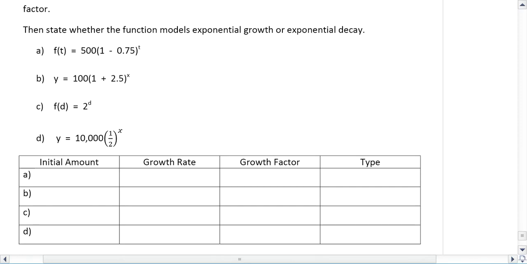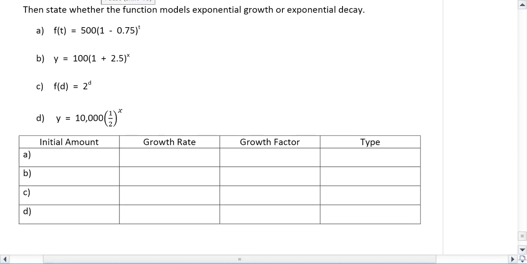So let's look at letter A here. We have f of t equals 500 times 1 minus 0.75 to the t. So the initial amount here obviously is 500. The growth rate is 0.75, or you may want to write that as a percent, 75%. Now I'm just going to stop a minute. Because we see this subtract sign, we know that this is decreasing. And so I don't really have enough room to write the word decreasing. So I'm going to put a minus sign here to clarify that this is a decreasing problem.